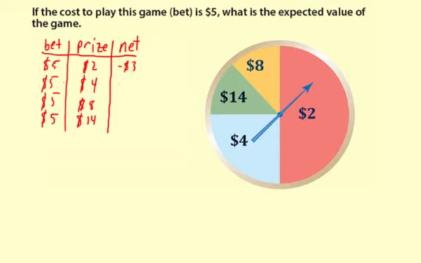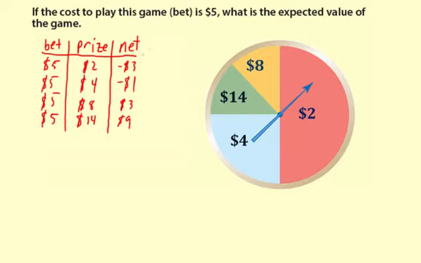And if you bet $5, you get $4 back, your net is negative $1. And if you bet $5, your prize is $8, your net is positive $3. And if you bet 5 and you win $14, your net is $9. So the expected value is based on these net results.